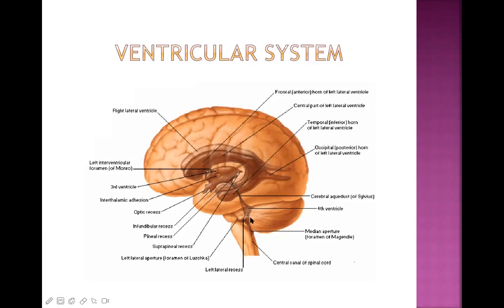And from the fourth ventricle, there are three openings. One is the median opening or median aperture. This is called foramen of Magendie, and two are on the lateral side. They are called foramina of Luschka. Foramen of Magendie is the median one, foramina of Luschka are the lateral ones. And through these openings, CSF will enter into the subarachnoid space, and it will circulate all around the brain, and it will circulate around the spinal cord as well.